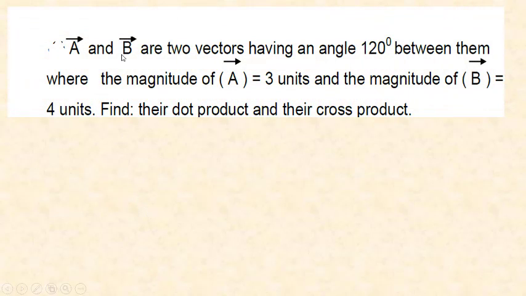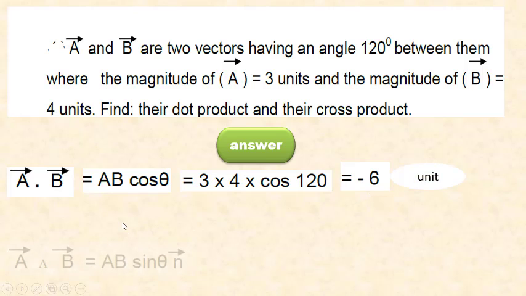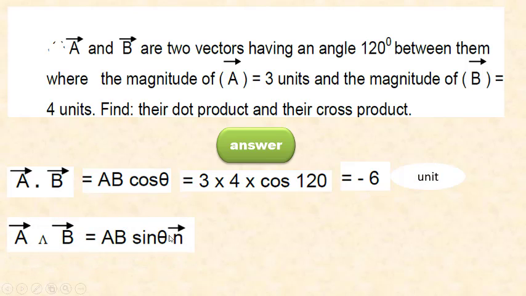Another example: A and B are two vectors, the angle between them theta is 120, where the magnitude of A equals 3 units and the magnitude of B equals 4 units. Find their dot product and their cross product. A dot B, as we know, equals AB cosine theta. A multiplying B is 12, so 12 cosine 120, and the result will be negative 6 units. A cross B, from the rule, AB sine theta n, equals 12 sine 120. It will be 6 root 3.